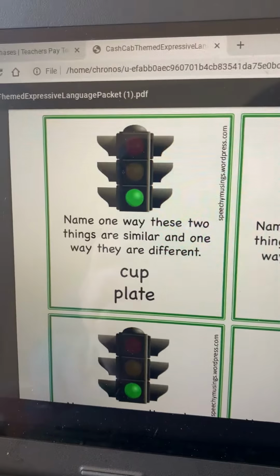This is a game called Cash Cab, like the Cash Cab TV show where they're supposed to answer it quickly, but we're just gonna review it today. So, let me close some things out here. So, we're gonna talk about toothpaste and floss.